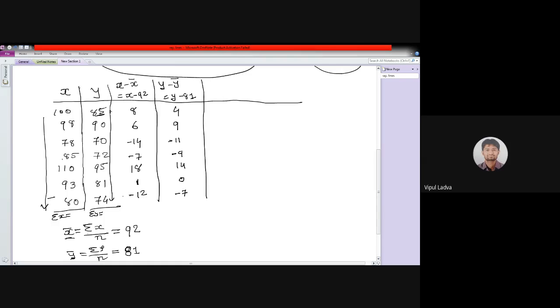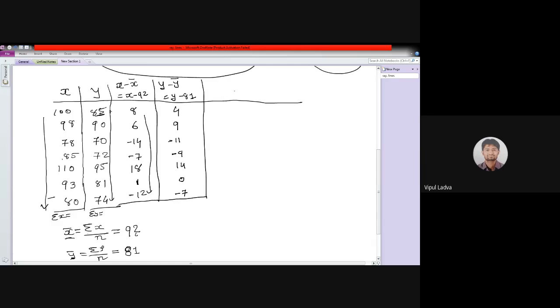Now, take care. We are not interested in this particular summation. If you try to add all these values, the summation of x minus x bar will surely be 0. And similarly, the summation of y minus y bar will be 0. So we are not interested in this. Why are these values 0? I have made you understand this so many times, that the deviation taken from the actual mean is always 0. So we are not looking for both those values.